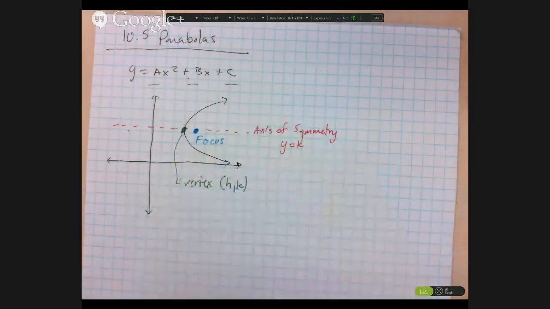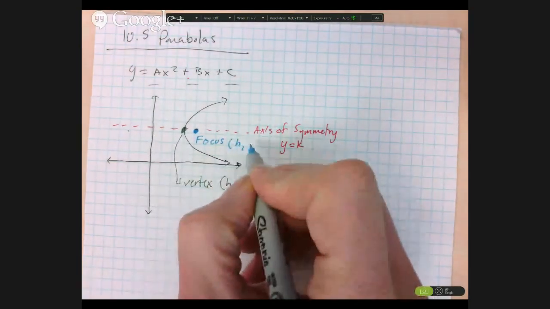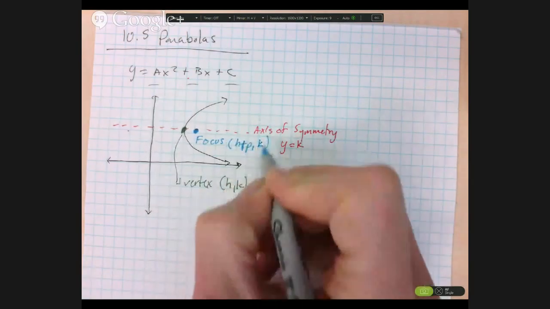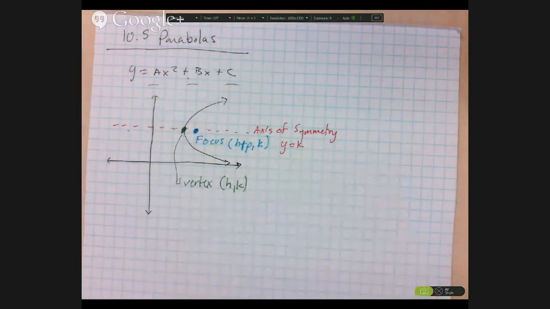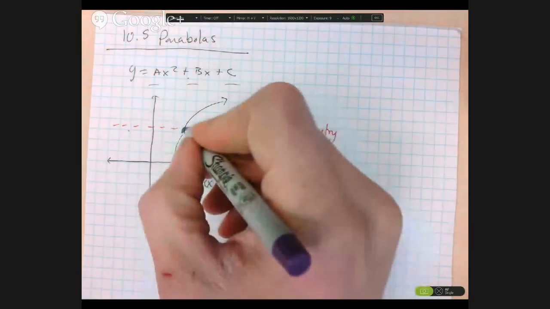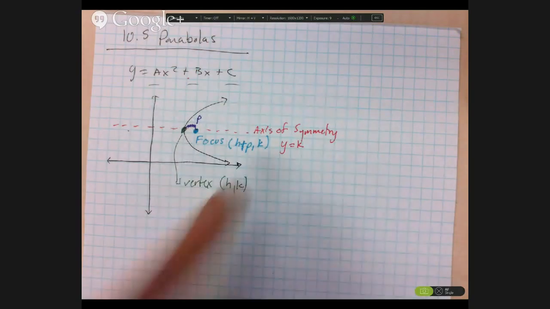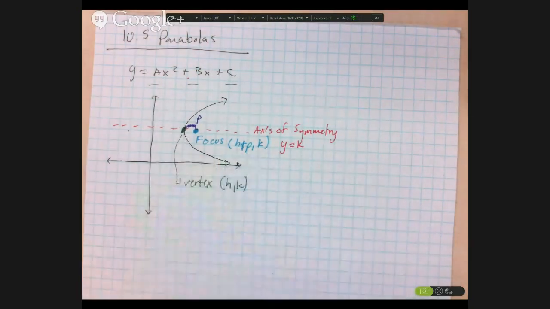Okay, for a sideways parabola, the focus has the same y value, and the x value plus p. p is the distance from the vertex to the focus. So we're going to take the vertex and just add p units to the x value to get h plus p comma k.